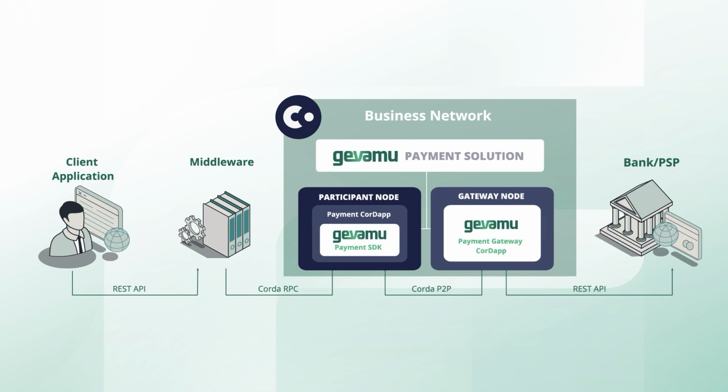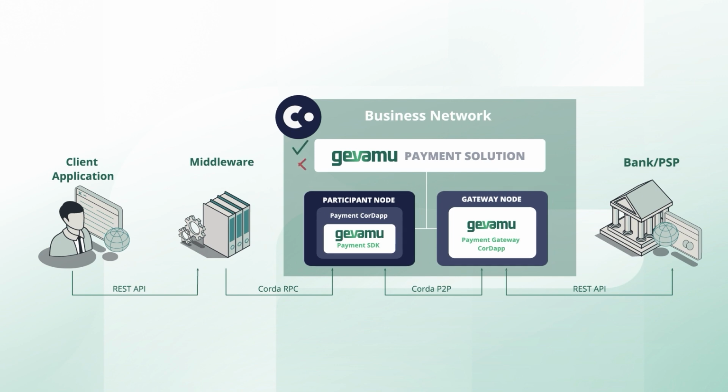The Gevamu Payment Solution manages the payment flow. As part of the flow, it creates Corda states and updates them based on responses received by the payment gateway from the PSP. Payment status updates are communicated back to the participant.